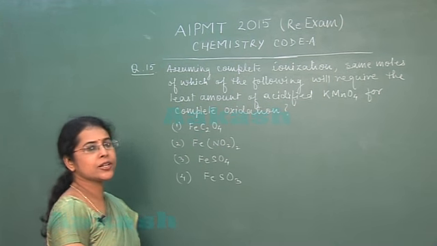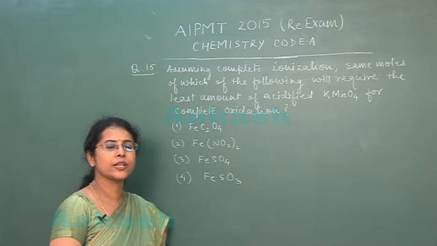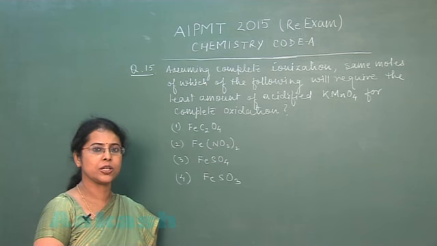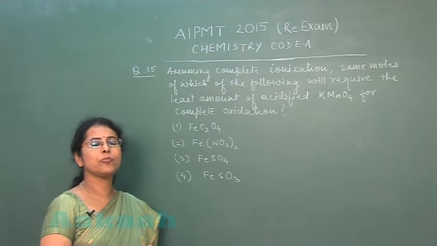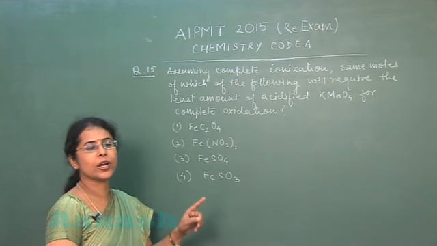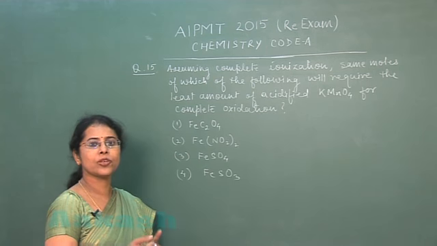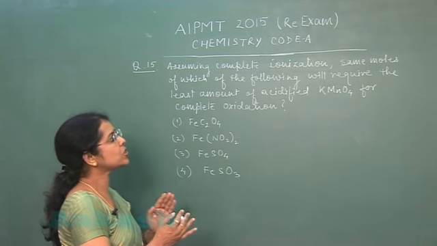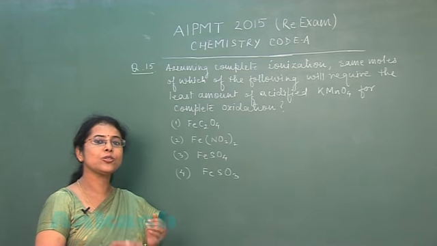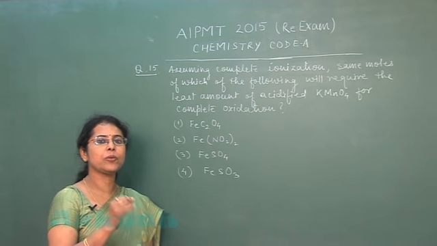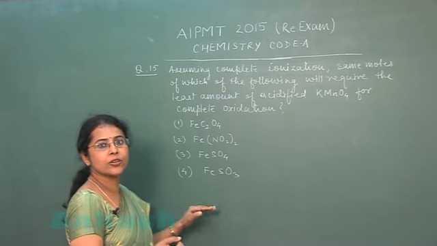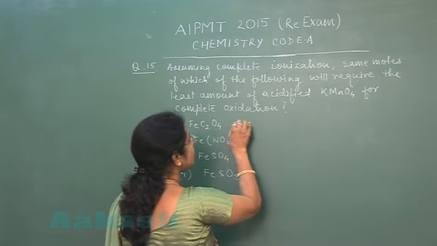Now see, in this reaction KMnO4 is an oxidizing agent and these given substances act as reducing agents. So the maximum number of electrons involved for a reducing agent will require the maximum amount of KMnO4. In this question it is asked about the least amount of KMnO4. It means we have to check the minimum number of electrons involved in the reaction for the given substance. Now see one by one.